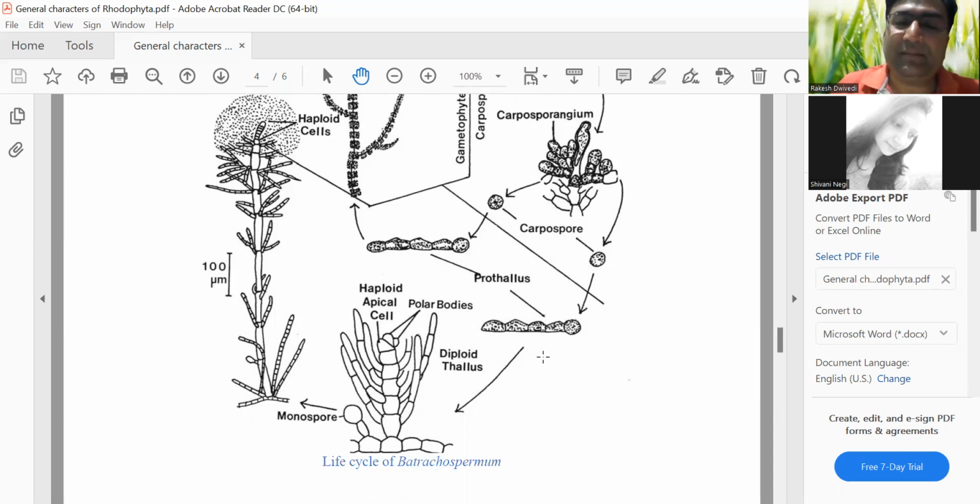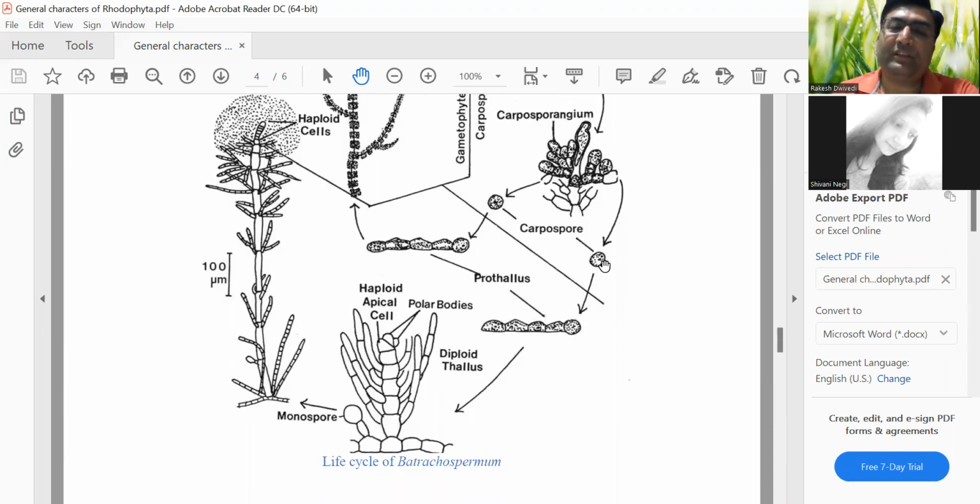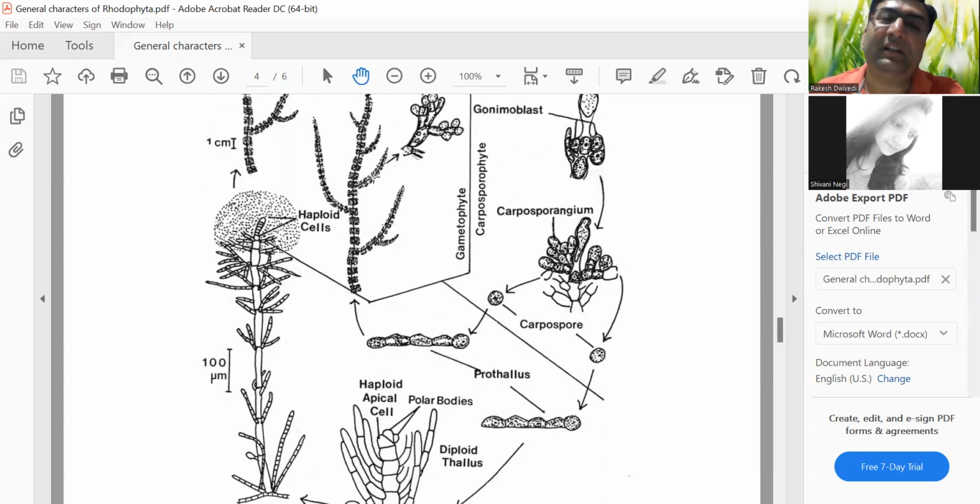In some species, this prothallus-like structure produces a special stage which is heterotrichous in nature, known as Chantransia stage. Yes, sir, the Chantransia stage, intermediate stage. This Chantransia stage, it produces monospores, and this monospore germinate into the new gametophyte, right? Yes, sir. So this carpospore, they themselves, they are haploid. They produce haploid Chantransia stage, which is a filamentous structure. And this Chantransia stage later develops into the adult gametophyte.